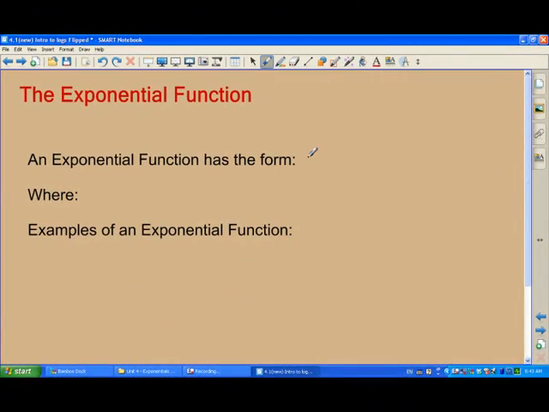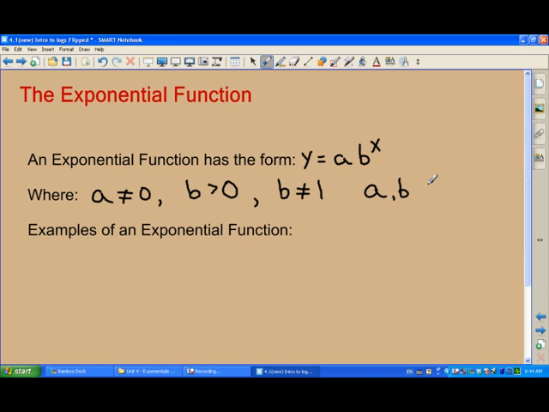So from grade 11, the exponential function has the form y equals a times b to the power of x, where a is just a constant such that a cannot equal 0. b is a base, where b has to be greater than 0, and b cannot equal 1, the base can't be 1. As well, a and b are elements of the real numbers.